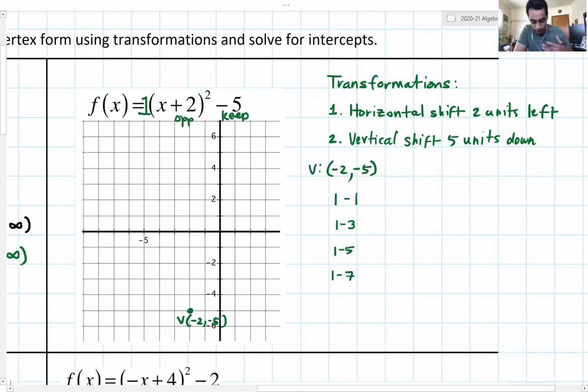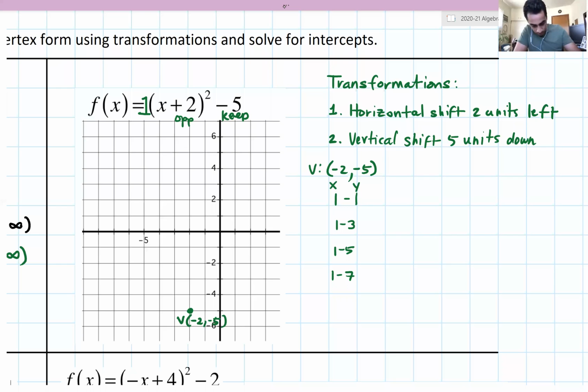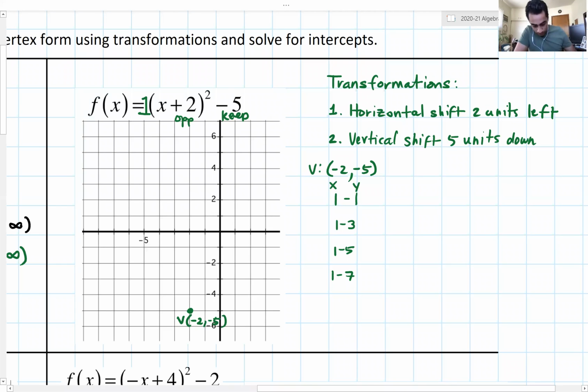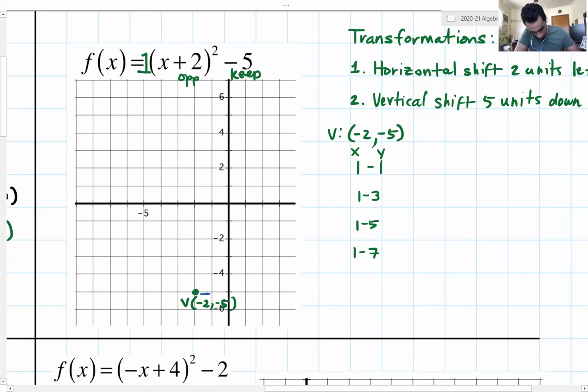All right, so let me show you how this works. Okay, so 1 represents, this basically represents the change in the X. This one represents the change in the Y. Okay, so then let's take a look here. Here's how you can plot it quickly from the vertex. So starting from the vertex, you're gonna go over 1 to the right and then up 1. And that'll be your first point, right?